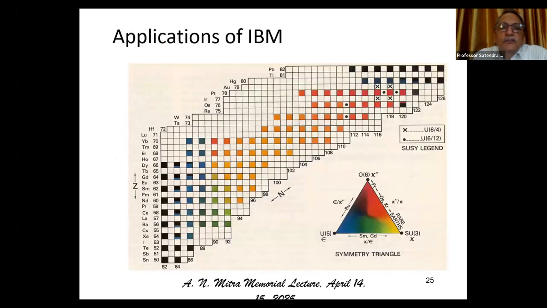This is the application of IBM throughout the periodic table. On the y-axis is Z, on the x-axis is N, and all the nuclei are represented here. You can see the symmetry triangle representing the three dynamic symmetries and some nuclei lying on it. The transition from U5 to SU3 is seen in samarium, while on U5 to O6 is Ru, while on O6 to SU3 are rare earth nuclei like Pt, osmium, and so on.